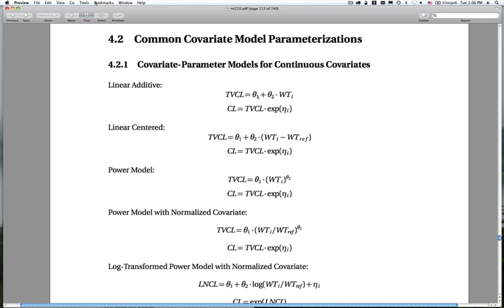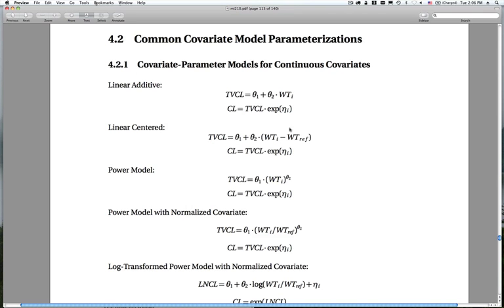I guess at a weight equal to 0, your clearance should be equal to 0, but it's clearly just an empirical relationship for a segment of the parameter covariate relationship. Now the linear centered model is one that's a little bit nicer to work with.